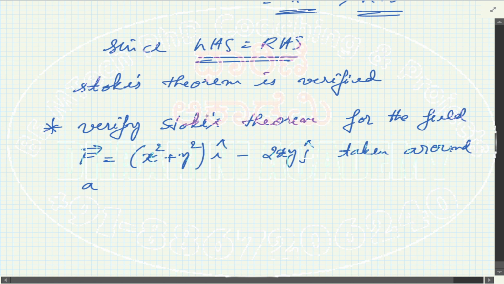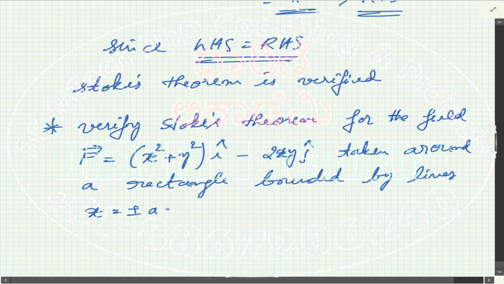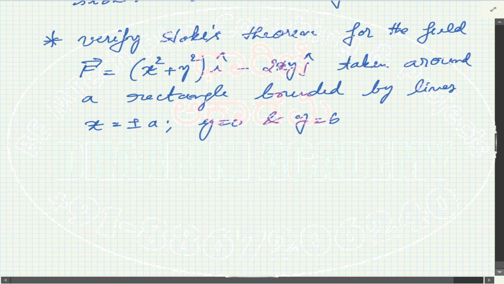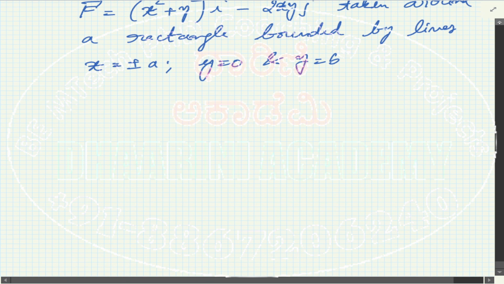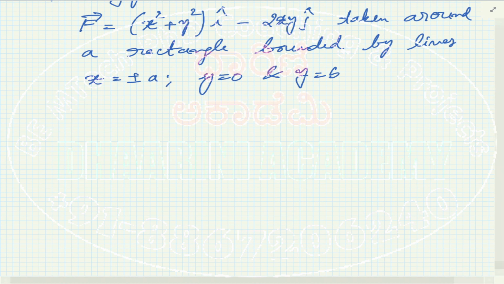around a rectangle bounded by lines x equal to plus or minus a, y is equal to 0, and y is equal to b. Okay, now first we need to understand what exactly is the question and where is this area. So just to understand that, let us try to draw a graph.